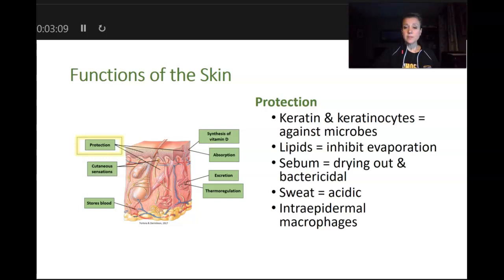The sebum and the sweat together are going to have some antimicrobial properties because they both lower the pH of the surface of our skin. And then finally we have intraepidermal macrophages, and these are monocytes that live in the layers of our epidermis, and they will alert the immune system to any invasion that occurs by antigens from our environment.